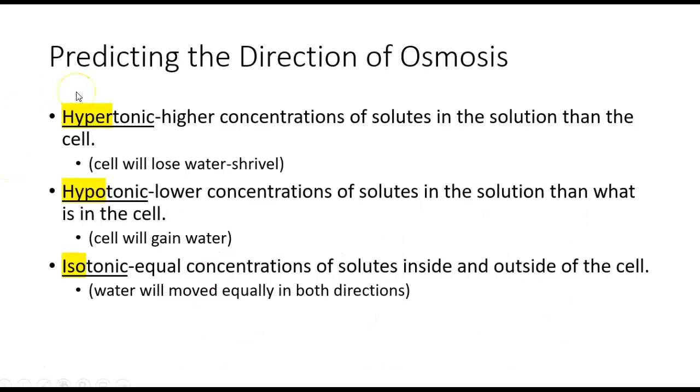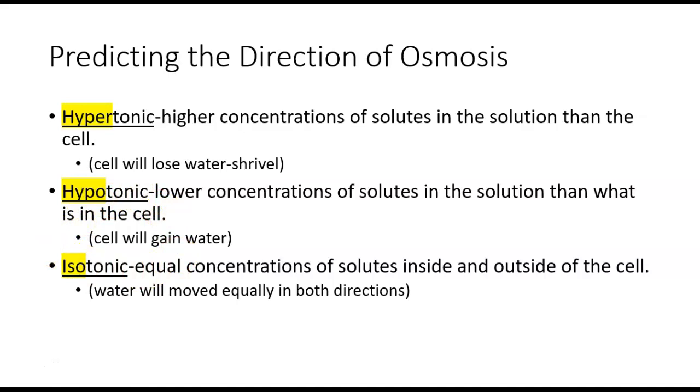So here are the terms. Hypertonic: higher concentration of solutes in the solution than the cell. So the cell is actually going to lose water, it's going to shrivel up. Hypotonic: lower concentrations of solutes in the solution than what are in the cell, and the cell will gain water.